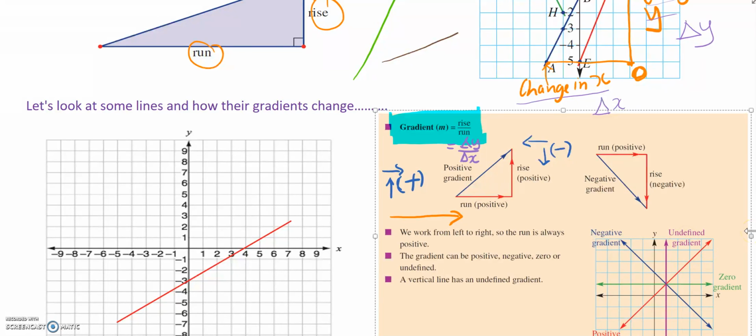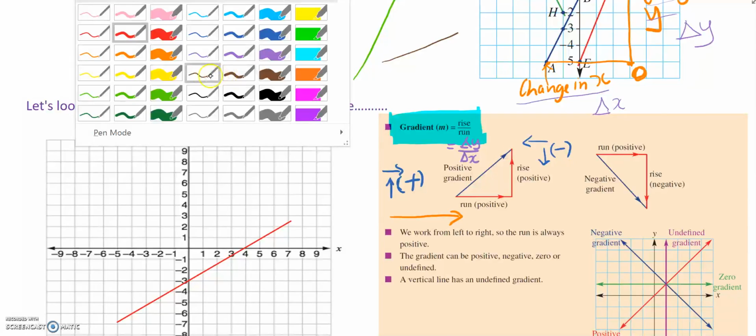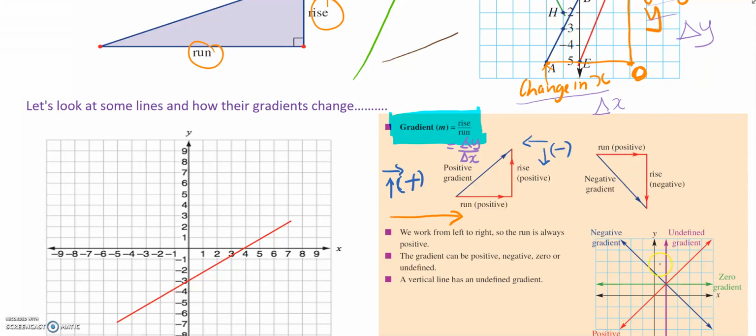And mathematically, if you look at this line, the undefined gradient, I'll choose a different color, I'll choose brown. Now, for the undefined gradient, if you take 2 points and go rise over run, the rise is from this point to that point. The rise means how far it's traveling in the vertical distance.